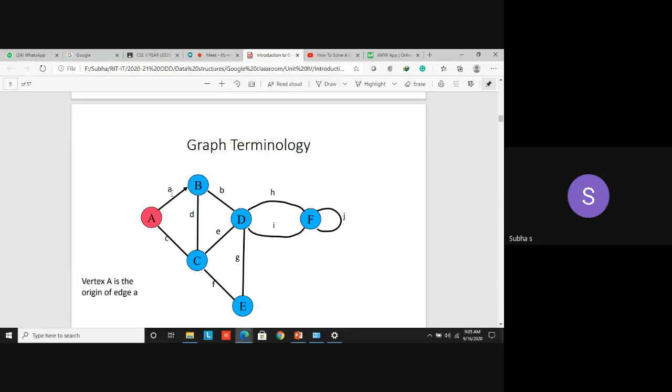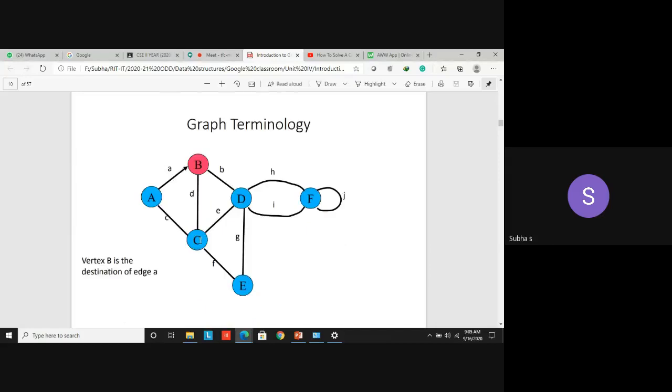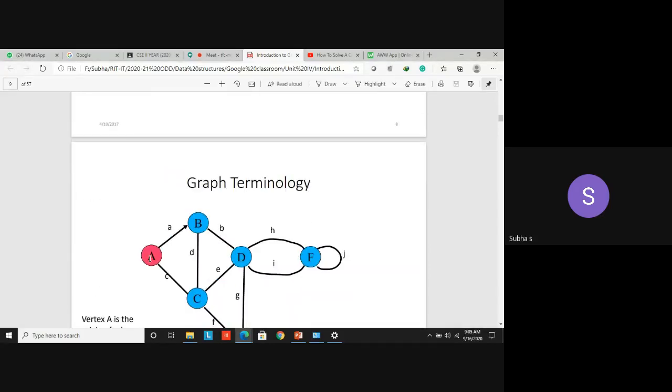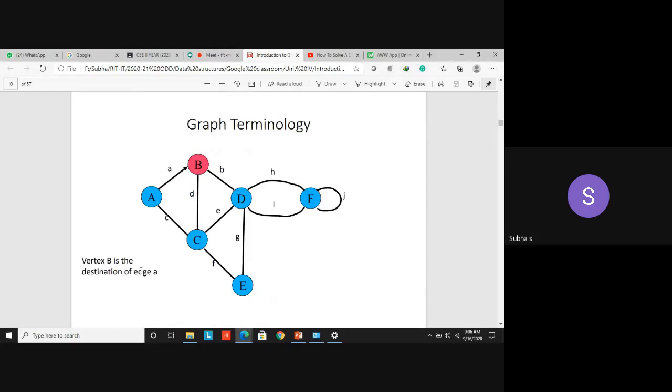But in this representation, for this only I have mentioned specifically. So vertex A is called the origin of edge A. Next, origin means there should be some destination, where the edge goes. It points to the vertex B. So this B is called the destination. Got it? Origin can also be called the source node.